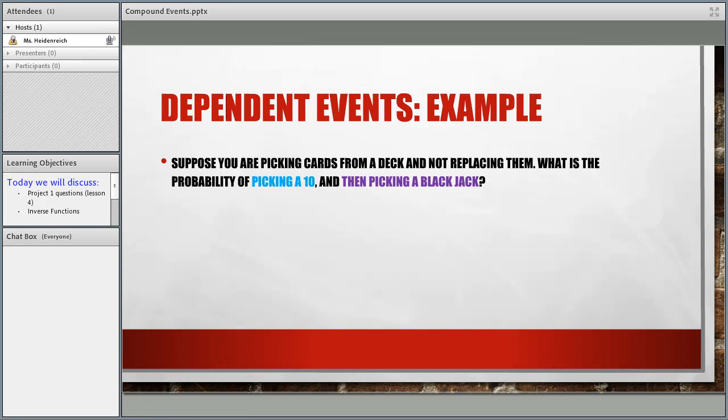Okay, so we've got our intersection here, and again, we know that A has occurred for that second probability. So here's my example for you. Let's say that you are picking cards from a deck, and as you take them, you're not replacing them. So what's the probability of picking a 10 and then picking a blackjack?